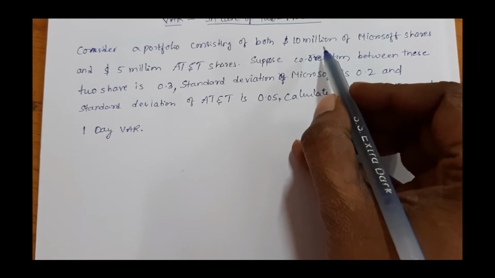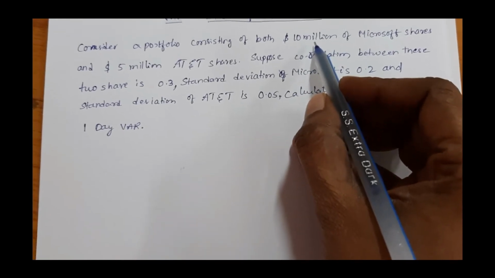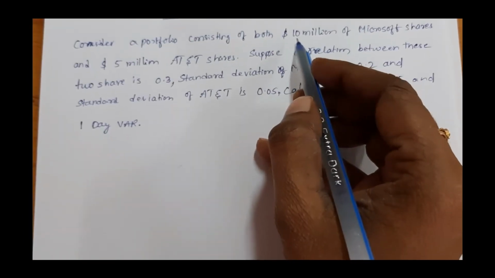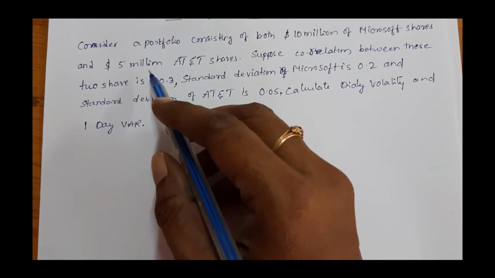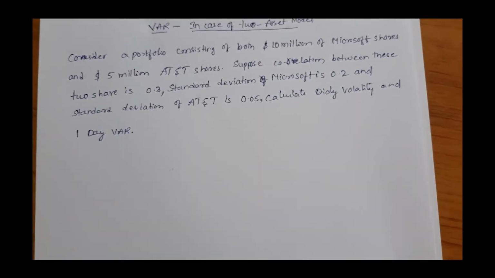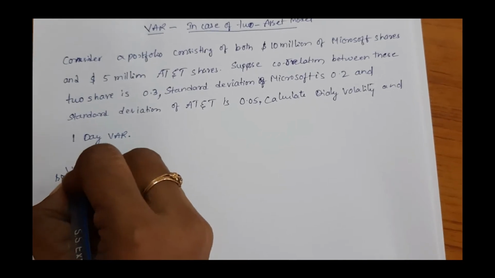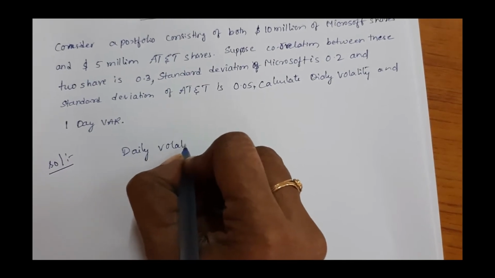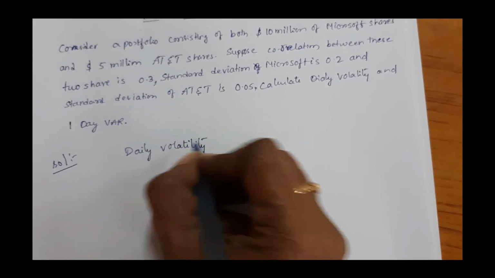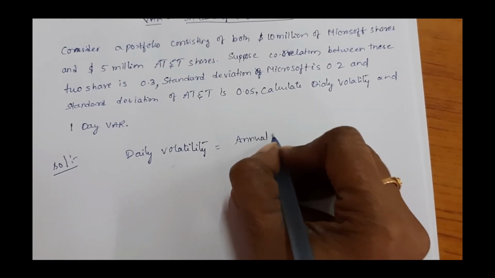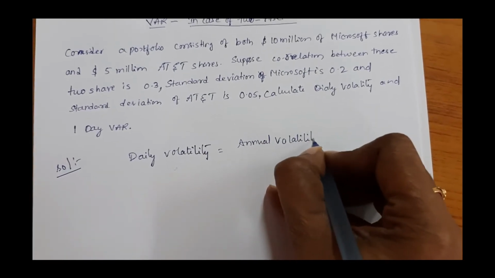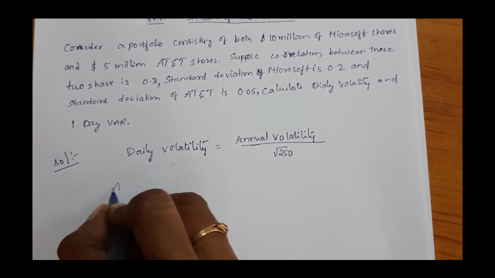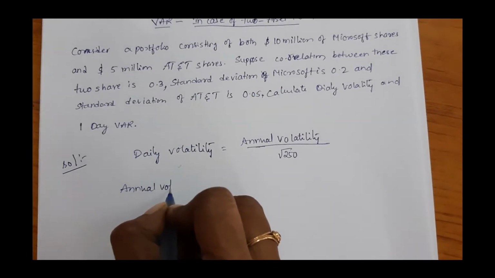So it is a portfolio investment consisting of two company shares, Microsoft and AT&T, investing 10 million and 5 million in each of the companies. We'll see the solution now. Initially we need to calculate daily volatility. Formula is annual volatility divided by square root 250, and we are supposed to calculate annual volatility here.